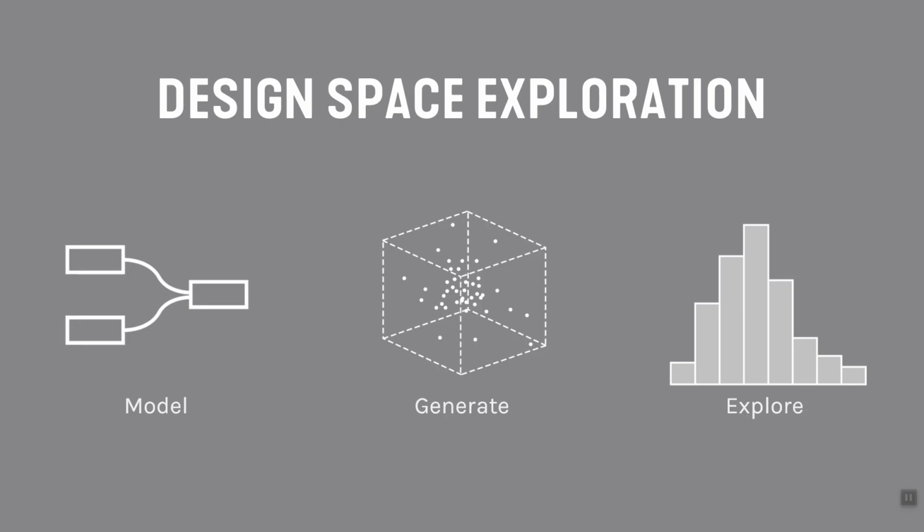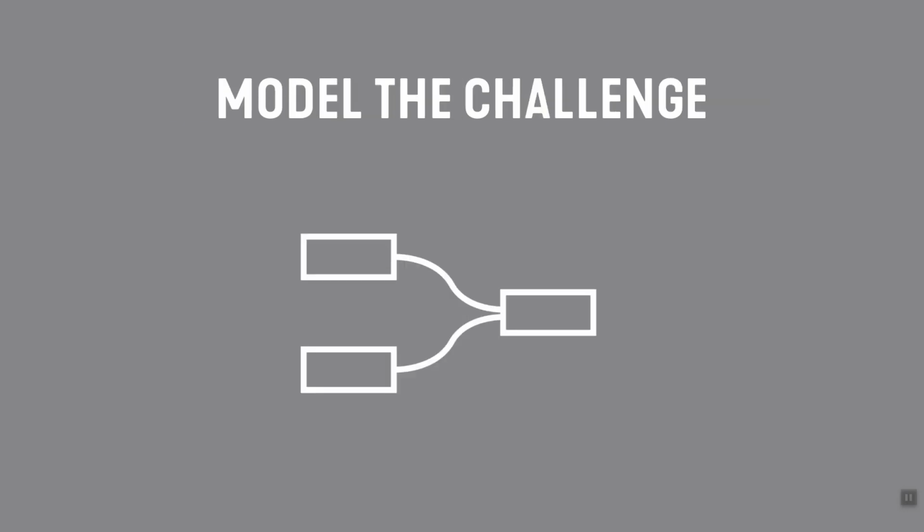Design space exploration has three basic steps that we're going to be walking through today that make all this possible. Simply put, it begins by modeling your challenge parametrically, then generating the design space, and then exploring the design space. Let's break down each of these so you understand what I'm talking about. Now, the first one: model the challenge. This is the linchpin.